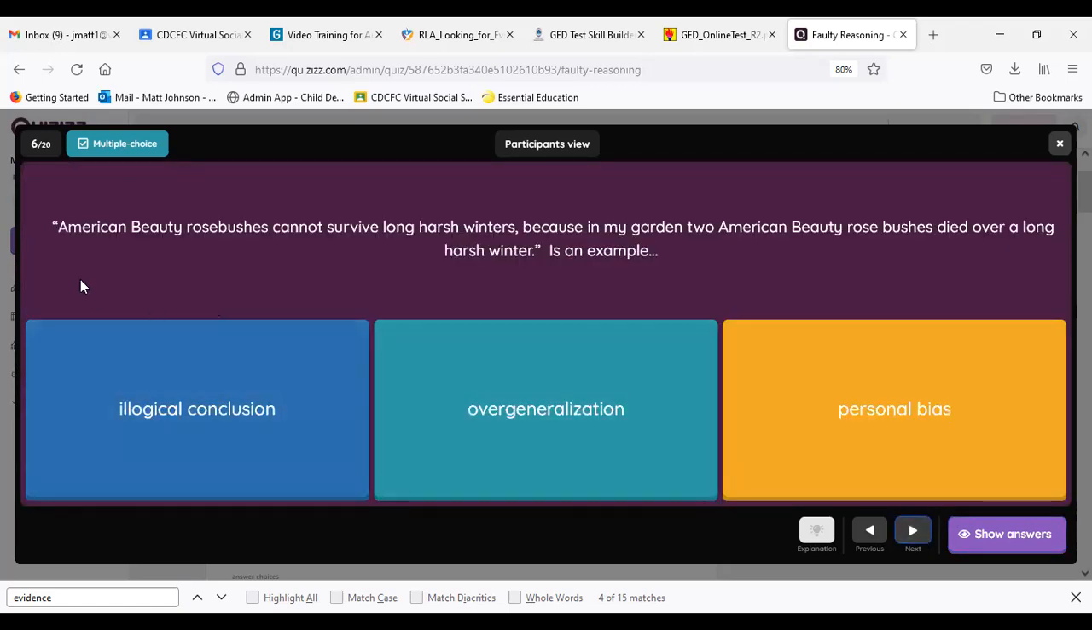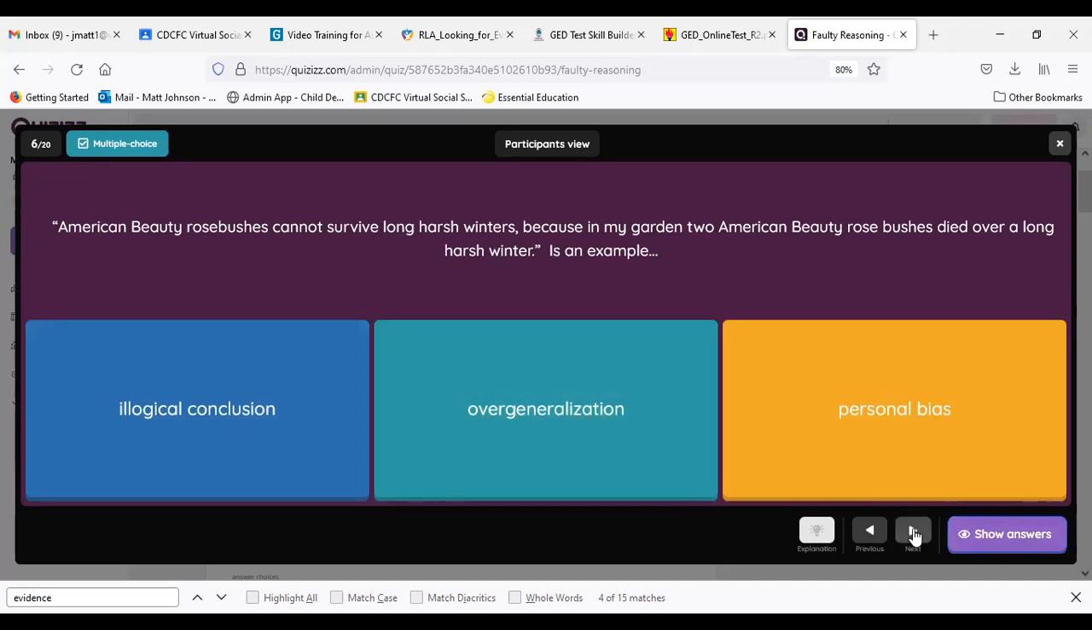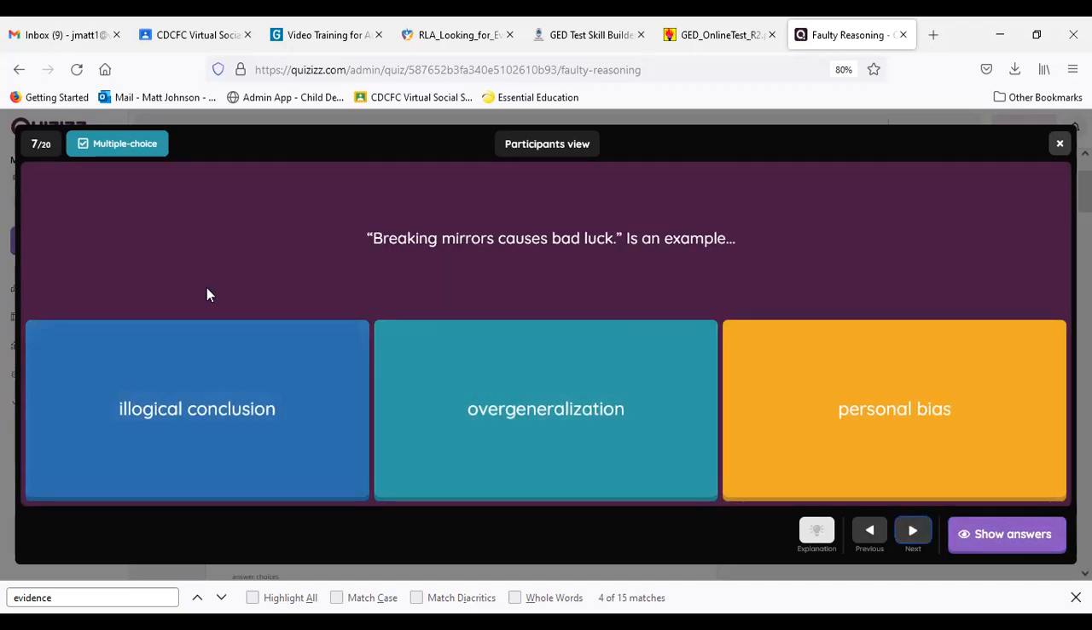Sasha K, give this one a try. Illogical or overgeneralization. Let's see here. Overgeneralization, right? Because my 2 rose bushes died, all rose bushes will die. Yeah, so there's an overgeneralization there. Good job.